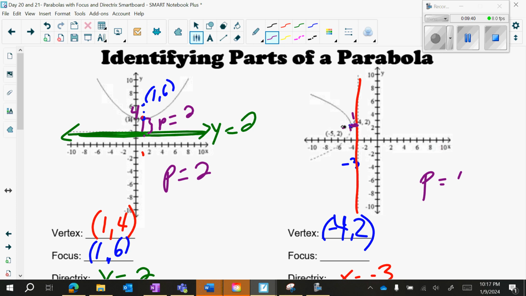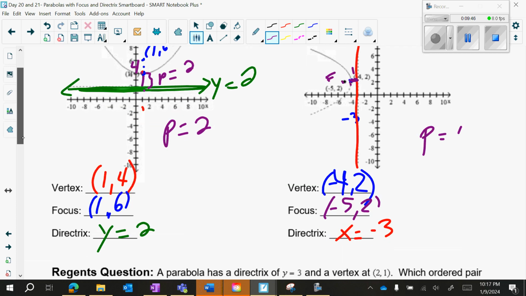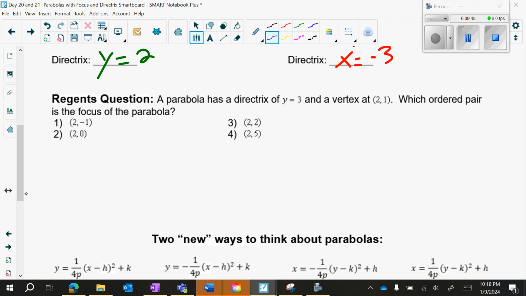If you go the other way to the left, from the vertex to the left, you're going to get -5, 2. That's the focus. -5, 2. So we just went 1 unit to the left from -4. All right, we're getting there. Now let's actually do a Regents question.